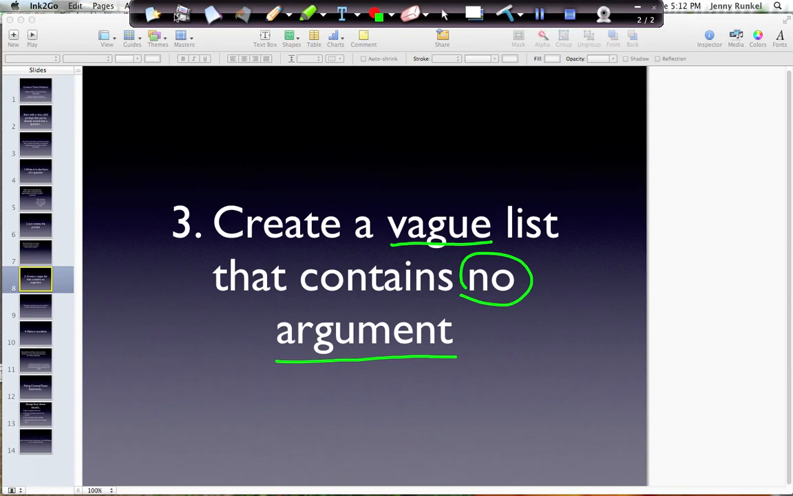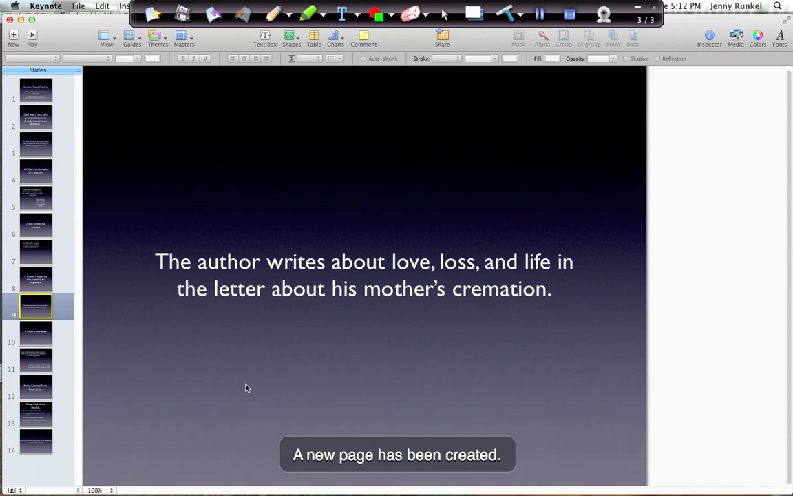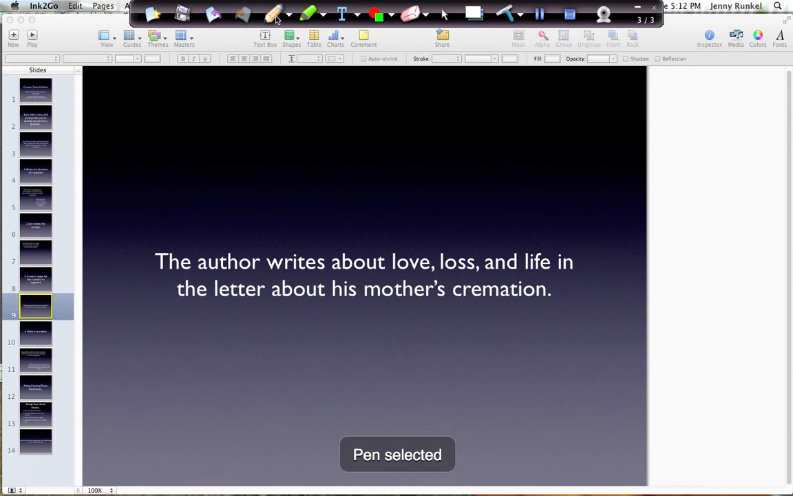Let me show you an example of what this would look like. The author writes about love, loss, and life in the letter about his mother's cremation. Now, we do see a little bit of nice alliteration with the love, the loss, and the life in the letter, okay, but it's not a good thesis statement. It's vague. There is no argument. Of course he's writing about his mother's cremation. The prompt tells you that, okay? This is just evidence of a student kind of floundering about, trying to figure out what they're going to say. And we've all been there.